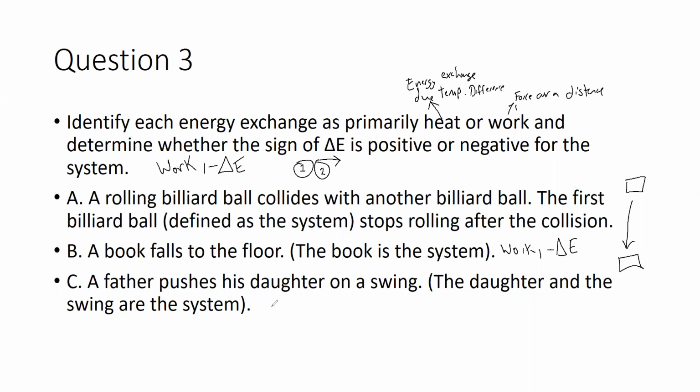And C, well, this is also work. Again, we're not dealing with temperature differences here. If the father is pushing the daughter on a swing, and the daughter and the swing are the system, they're gaining energy, right? This daughter and swing are having work done on them by the surroundings, and the surroundings happen to be the father here. So those are some actual examples of work, and ways we can start thinking of losing energy or gaining energy. So any questions about question 3 here?